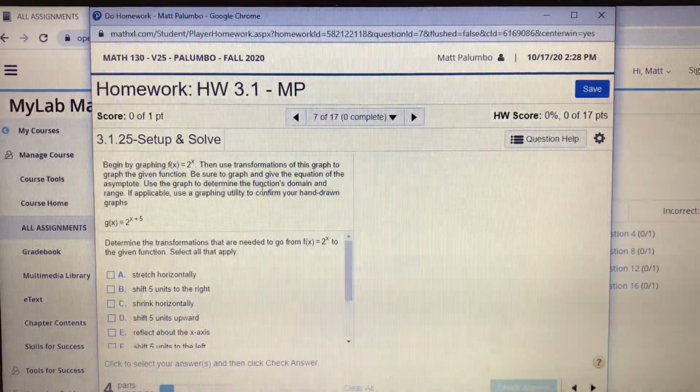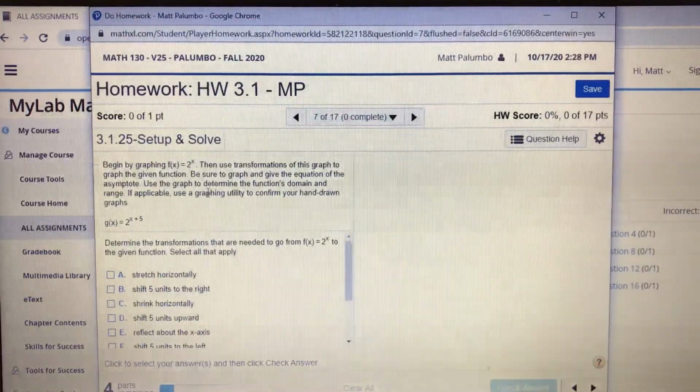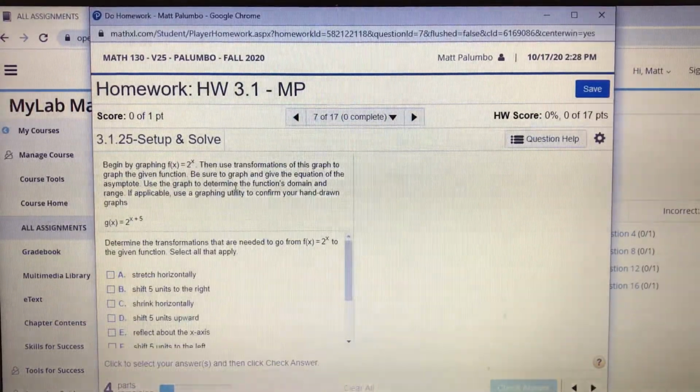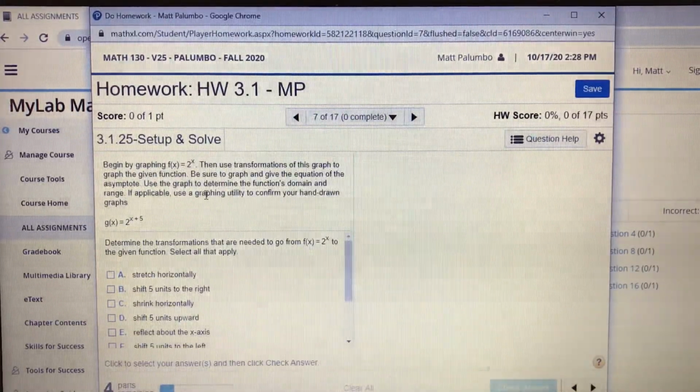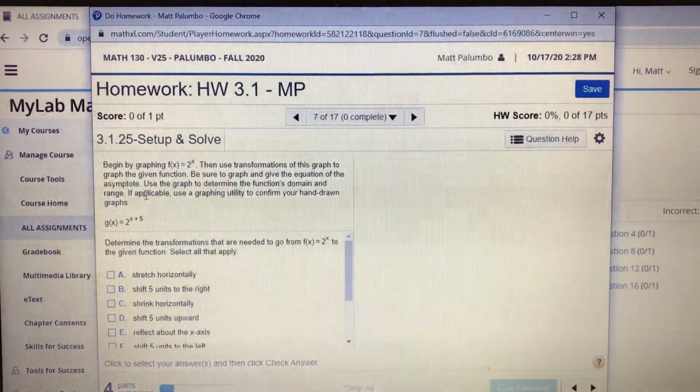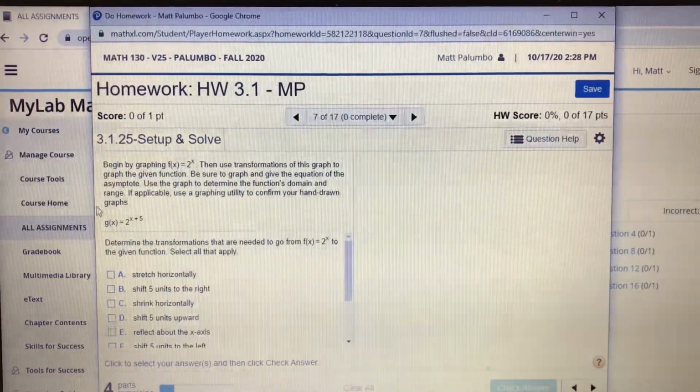Be sure to graph the given equation of the asymptote. So we need to put the asymptote in there also. Use the graph to determine the function's domain and range. If applicable, use a graphing utility to confirm your hand-drawn graphs, okay? And we can go to an online graphing calculator to do that, like Desmos.